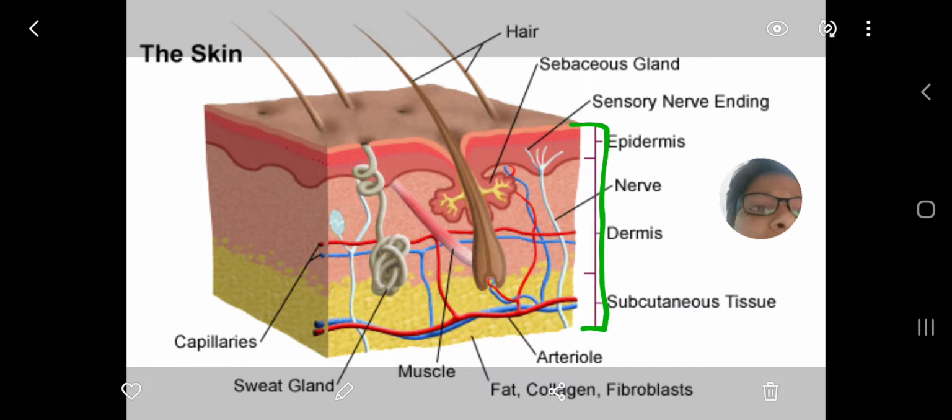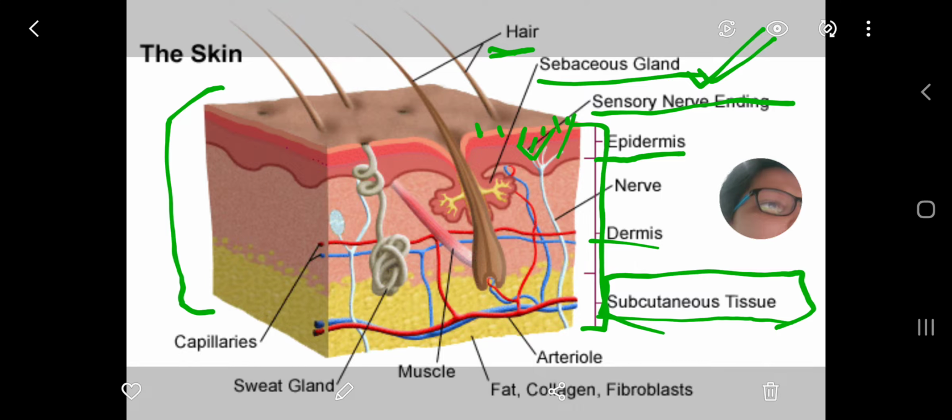So, first is the epidermis. The epidermis contains sensory nerve endings, sweat pores, many capillaries as well, and it is further divided into many sub layers. We will discuss it later, right? Next is the dermis. The dermis is the middle layer of the skin that contains hair follicles and sweat glands. This is the sweat gland. It secretes sweat.